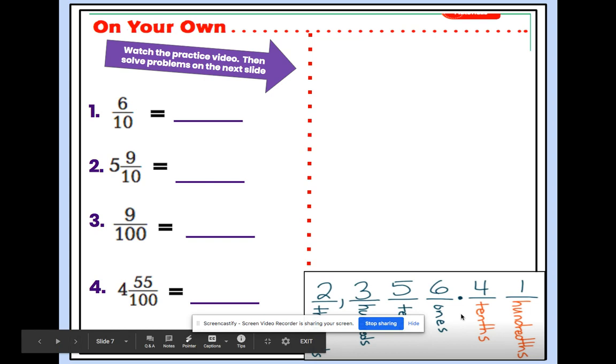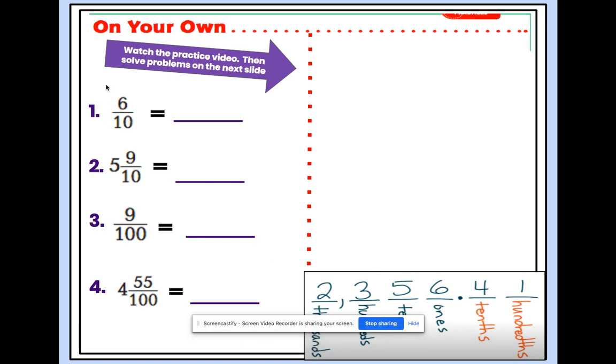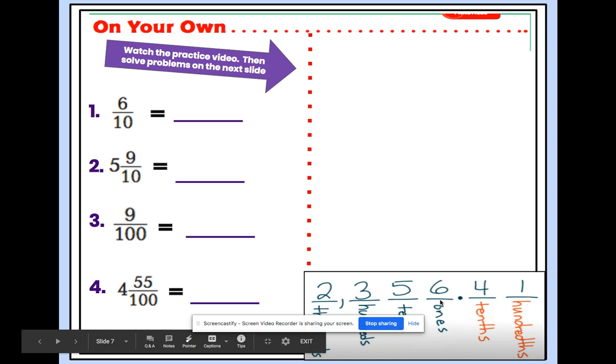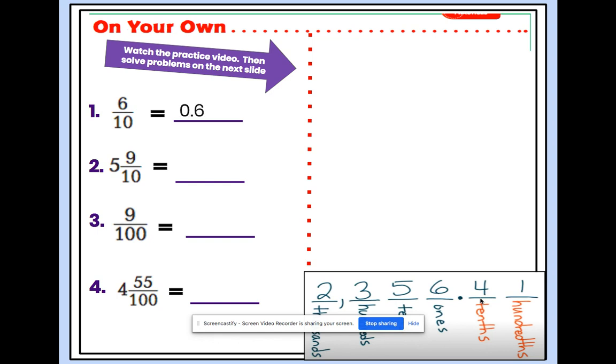on your own problems. So if I look up at number 1, I want to write 6/10 as a decimal. Because I do not have a whole number in front of 6/10, I have 0 ones and 6/10. So it would show as 0 ones, 6/10.